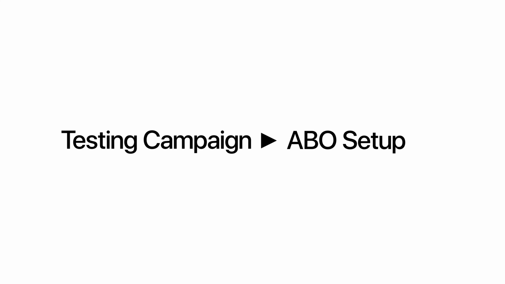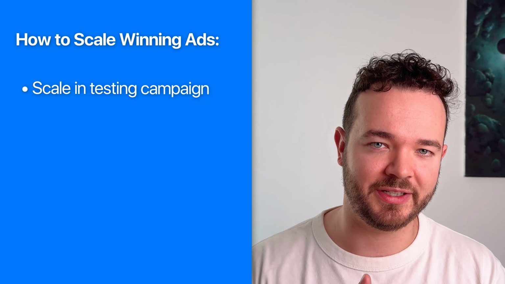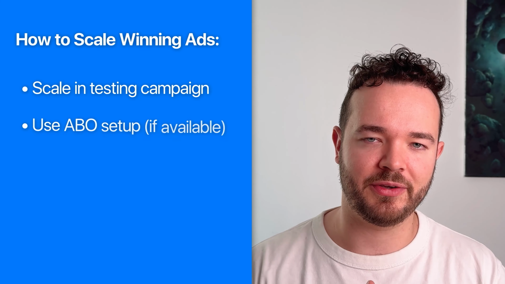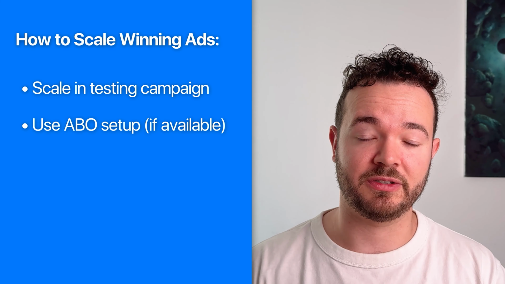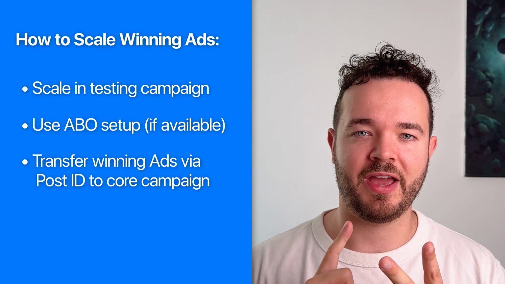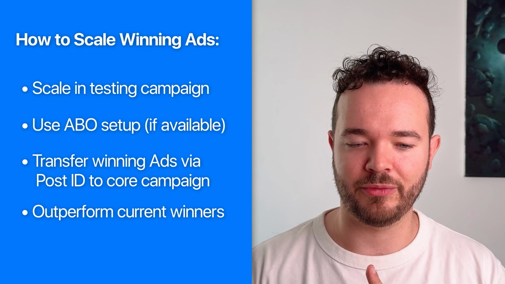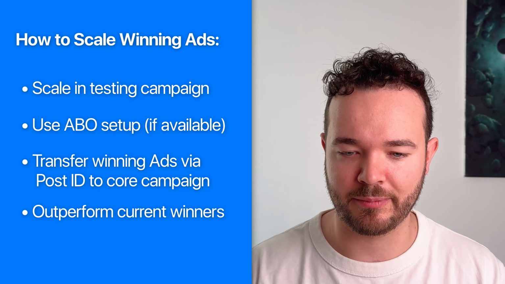this is perfect for this, because ABO lets you control every single ad set budget, and the gains from testing can actually offset any of the costs that you incur from testing all your losers. So I would essentially recommend doing both, where you scale where it is in your testing campaign, if you have an ABO setup, of course, which is one of the big benefits of doing that. And then you also transfer it over with post ID to your core campaign, and you see if it can beat your winners. That's kind of what I would recommend in terms of the scaling process.